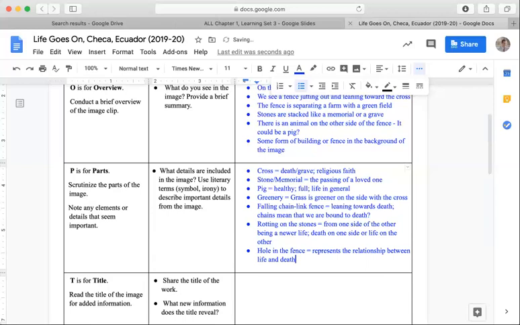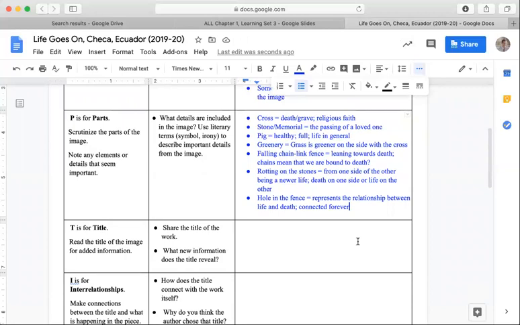Maybe it's something that they're connected forever. Again, just kind of making some inferences based on what we see. The next thing that we do is we move into that T, the title, right? Where we read aloud the title and we look at if the title adds any new information to the work.